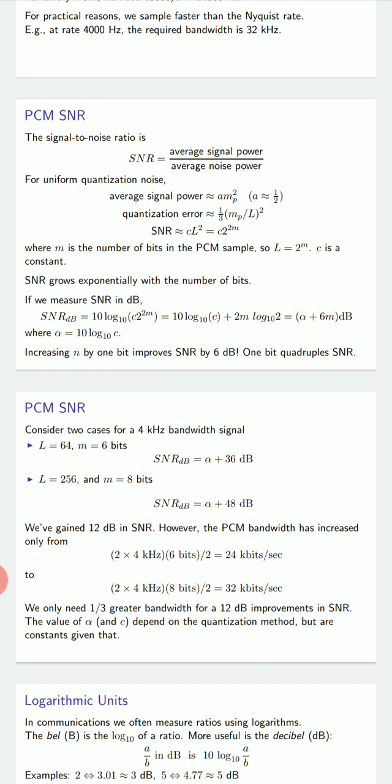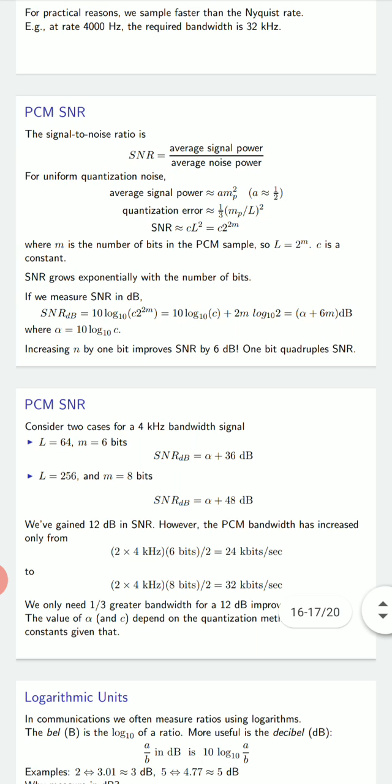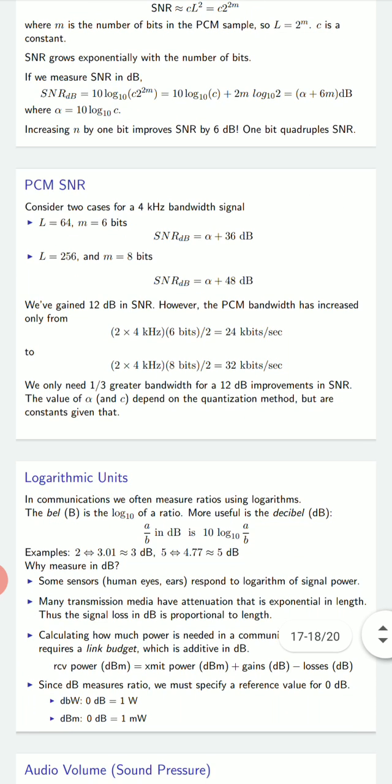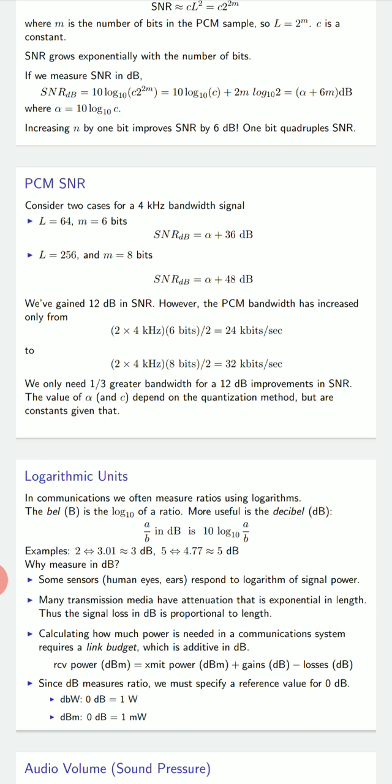So your equation becomes, because here you will get 2M into 0.3, that is nothing but 6M. So you can take alpha plus 6M. Here alpha is nothing but 10 log 10 C. If you are having any equation, you can see here, because you will need these things, how we are taking alpha plus 6M dB.